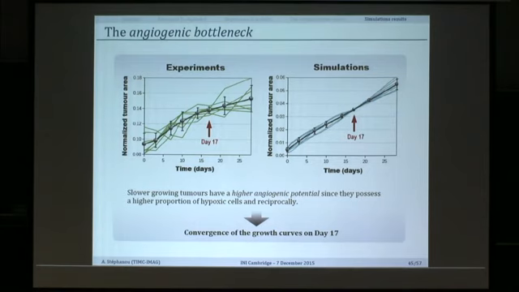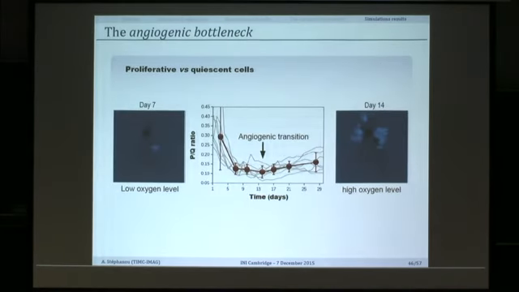But to be sure, we had to look at the ratio of the proliferative and quiescent cells. And what we see is that we have lots of proliferative cells here, and then they come to a quiescent state until day 14, and then after day 14, we have the angiogenic transition.